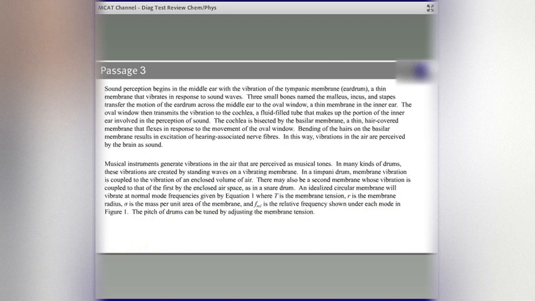So let's take a look at something different. Let's move on to a different passage about a different topic. Let's look at passage 3 instead. We kind of beat passage 1 to death here. Passage 3 is very interesting because it talks about sound.